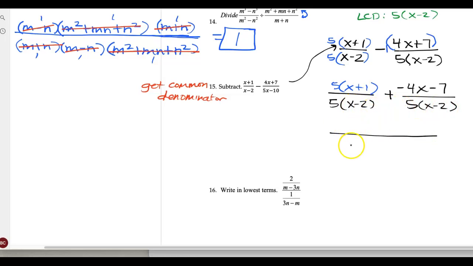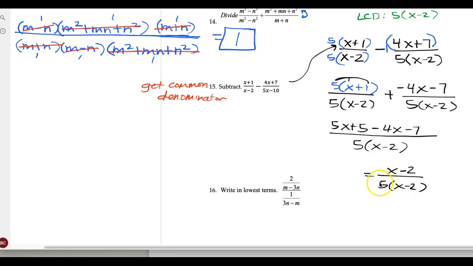I've got a common denominator, so my common denominator is 5 times x minus 2. And here I need to distribute that through. So I get 5x plus 5, and then here I have minus 4x minus 7. So now I just need to get my like terms together. 5x minus 4x is just x. And 5 minus 7 is -2. So I've got x minus 2 over 5 times x minus 2.